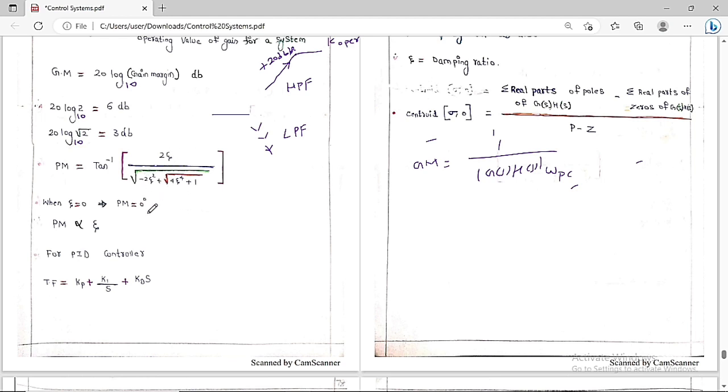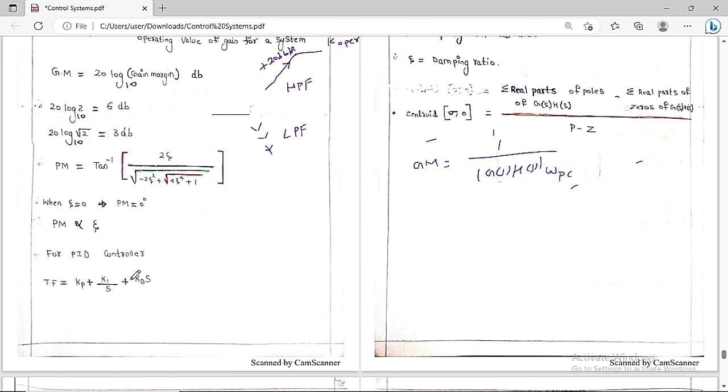So you can say clearly here, we can write like this: phase margin is always proportional to zeta. If we substitute zeta is equal to 0, we get phase margin equal to 0 degree. So this formula you always have to keep in mind. When zeta is equal to 0, the phase margin value is also 0, and the phase margin is always proportional to the damping ratio.